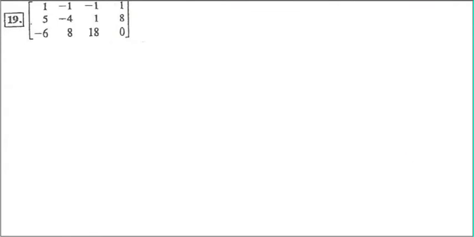Alright, number 19. Once again, we have 1 here. So we can fix this one as it is. And let's multiply the first one by maybe -5 so that we can work with this. Then the first one becomes -5, 5, 5, -5. So keeping the first row as it is, 1, -1, -1, and 1.